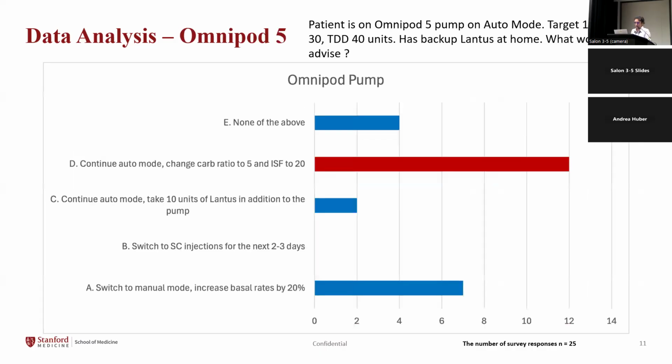The next up was Omnipod. And for Omnipod, the preferences were varied. They were spread out. About 7 of them chose manual mode and increasing basal rates. 2 of them chose continue auto mode, take 10 units of Lantus in addition to the pump. And D, most of them, like 12 MDs, chose continue auto mode, change carb ratio and ISF factor to a tighter value. And about 4 chose none of the above because they wanted to do their own custom settings.